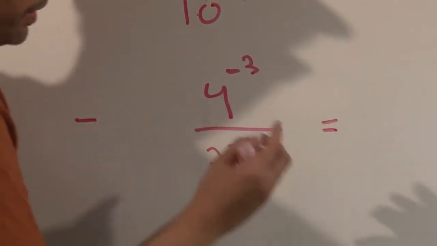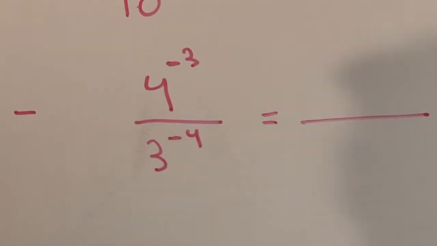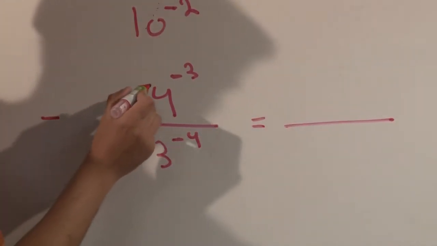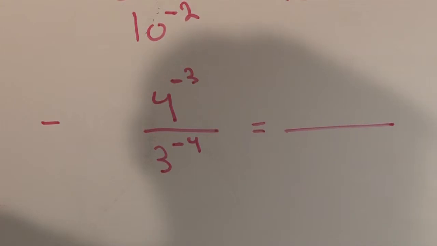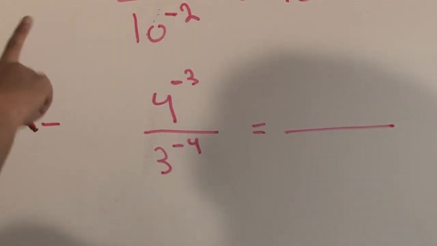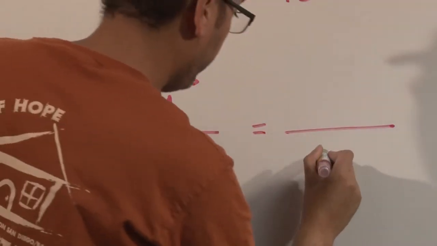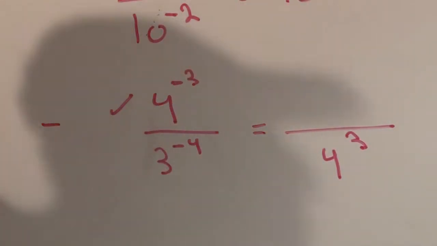Okay, let's take this. I'm going to make the line between the numerator and the denominator and take each part. 4 power of negative 3 equals what? I'm going to get 4 down with the negative power. So that would be 4 here with a power. Okay, I'm done with that.